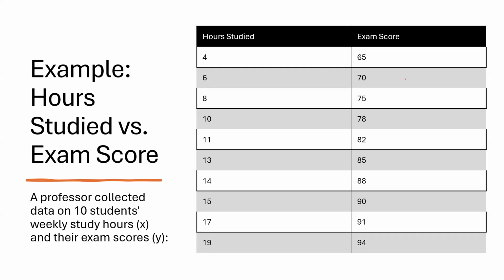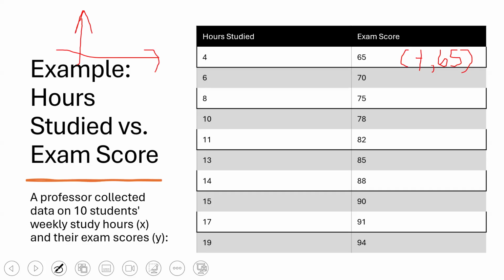Now, this would form one point. This is the point 4, 65. So in my XY plane, I would locate 4 and 65 and draw a point there to represent this first data point. Keep doing that for all of these data points. But this is a perfect opportunity to create the chart together in Excel. Once plotted, we'll see whether more study time is linked to higher scores.